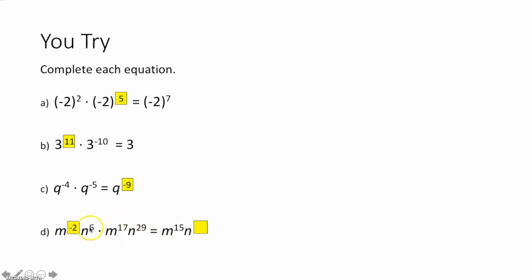Now let's do the n's. So n to the 6th times n to the 29th. You're going to multiply like bases, so you add the exponents together. What's 6 plus 29? That's going to be 35.